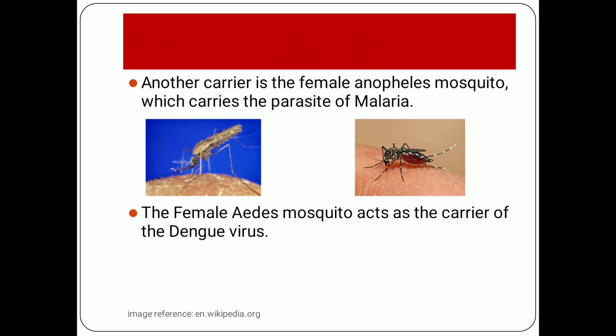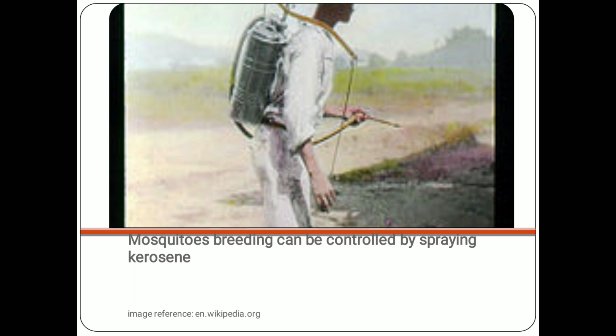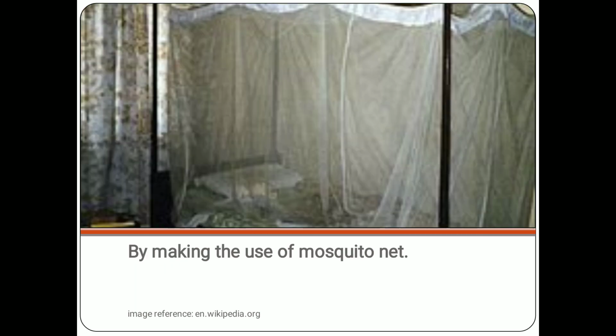Another carrier of disease is the female Anopheles mosquito, which acts as a carrier for malaria. Another one is the female Aedes mosquito, which acts as the carrier of dengue virus. How can we control the spread of malaria or dengue? All mosquitoes breed in water, and hence one should not let water collect anywhere in coolers, tires, flower pots, etc. We can keep our environment clean and dry to prevent mosquitoes from breeding. Mosquito breeding can be controlled by spraying kerosene. We can make use of a mosquito net.